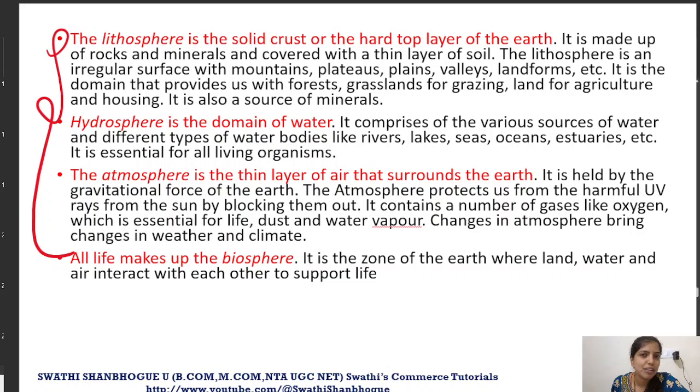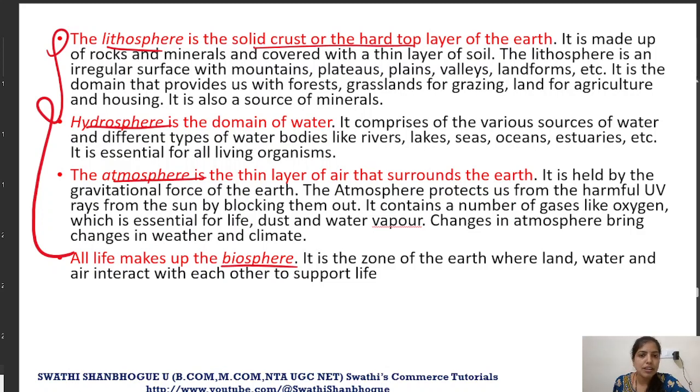for NTA UGC NET Commerce, where I have mentioned different spheres of ecology like the lithosphere, hydrosphere, atmosphere, and biosphere. So what is the lithosphere? The solid crust or the hard top layer of the earth. That will be your lithosphere, where all rocks, minerals, and the soil content are a part of this sphere.